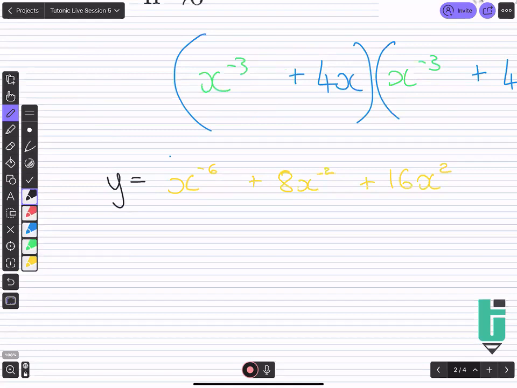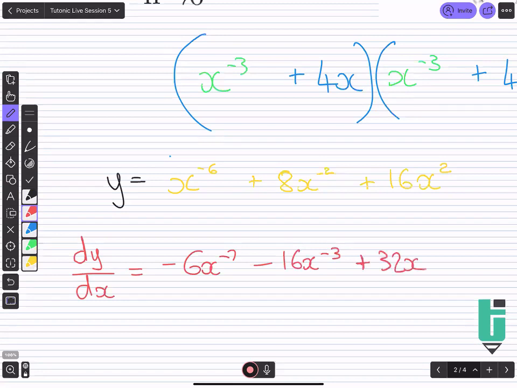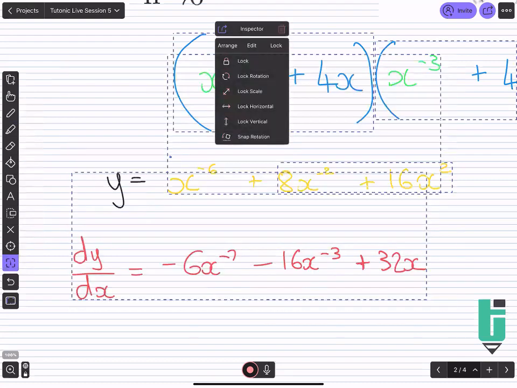Who wants to help with the derivative? Do the derivative. Okay. Negative 6x to the power of negative 7. And negative 16x to the power of negative 3. Right. And plus 32x. Yeah. Okay. So you guys have done it. So those are the first two questions. Okay. Let's go to the next one.